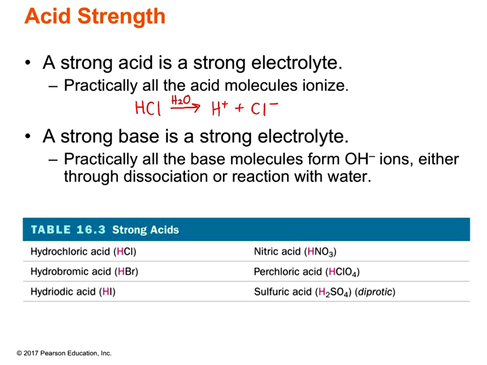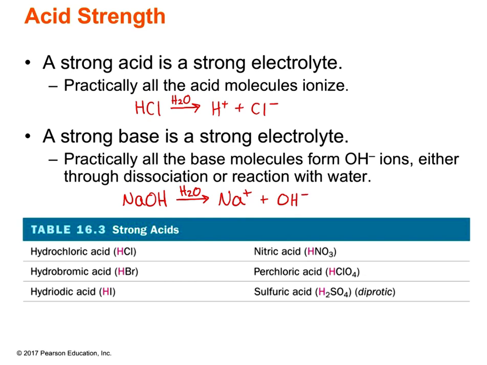And then a strong base is also a strong electrolyte because we'll end up with a lot of ions in solution. So a good example of that is sodium hydroxide. So sodium hydroxide will completely dissociate in solution.